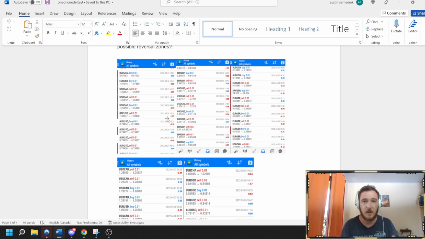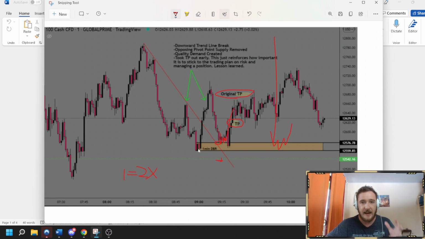Okay, you've got a quality trade setup. You need a lot of criteria for you to actually enter a trade. An example of this would be, hey, I need to see a big explosive move to the upside. I need to see trend lines being broken. I need to see opposing zones being removed. I need to see price inside my higher time frame demand zone. I need to have like six things in my favor for me to take a trade. If I don't have all of them, I don't take the trade, right?